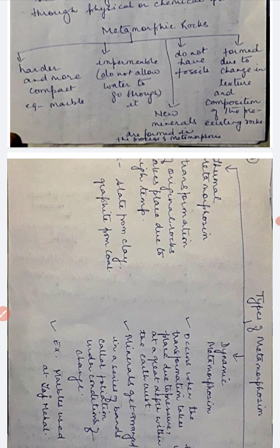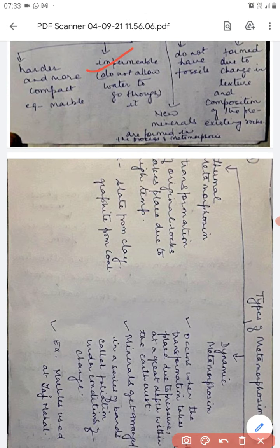They do not allow water to go through them. That is why they have a characteristic known as impermeable. So metamorphic rocks are impermeable and they do not have fossils. Having fossils in the rock structure is a characteristic of the sedimentary rocks, not of the metamorphic rocks.